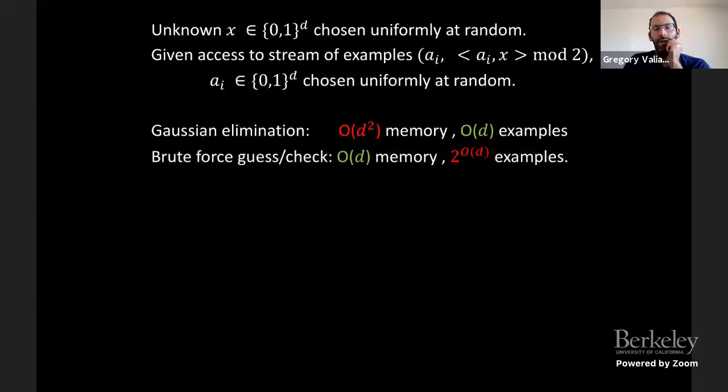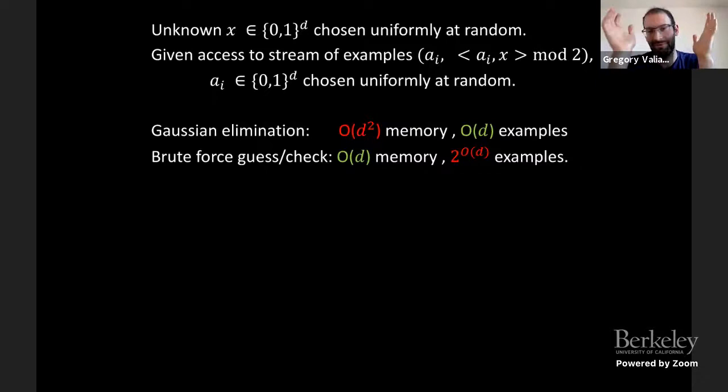On the other hand, one can still solve this problem with only a linear amount of memory by brute force guess and check. Imagine we iteratively guess each of the 2^d possible vectors for x. For each guess, we check: are the next 10d examples consistent with our guess? If they are, then probably this guess is the true x. Otherwise, we move to the next guess. And this only requires d memory. All you need is enough memory to store the guess x and count up to order d.